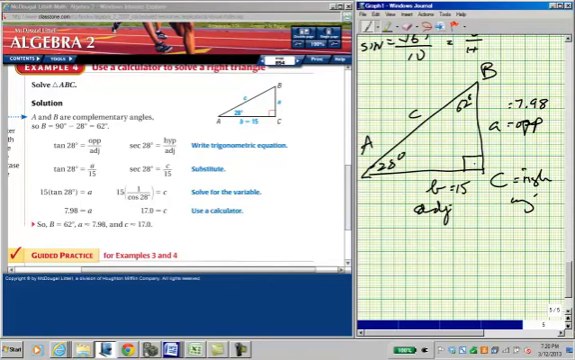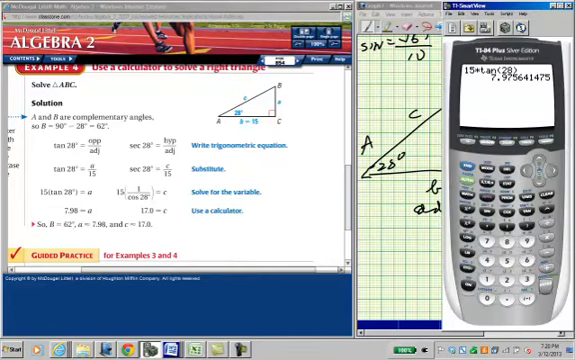Now, notice that we do not have a secant function on the calculator. All we have is sine, cosine, and tangent. But we can do 1 over the cosine of 28, and that'll give us the secant. So we'll do 15 times 1 divided by the cosine of 28, close parenthesis, close parenthesis. Okay, and we'll call that 16.99.